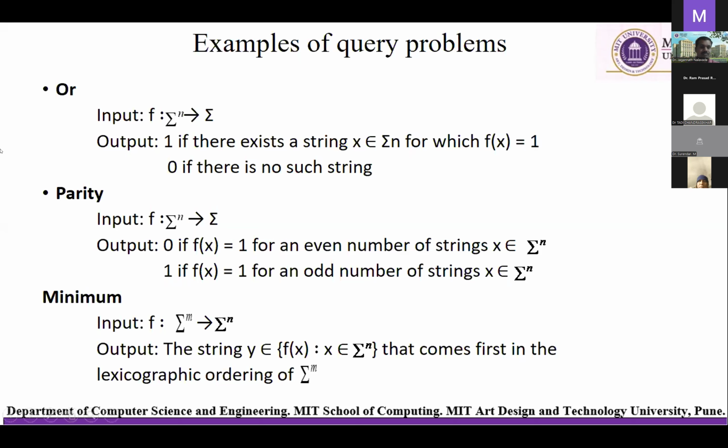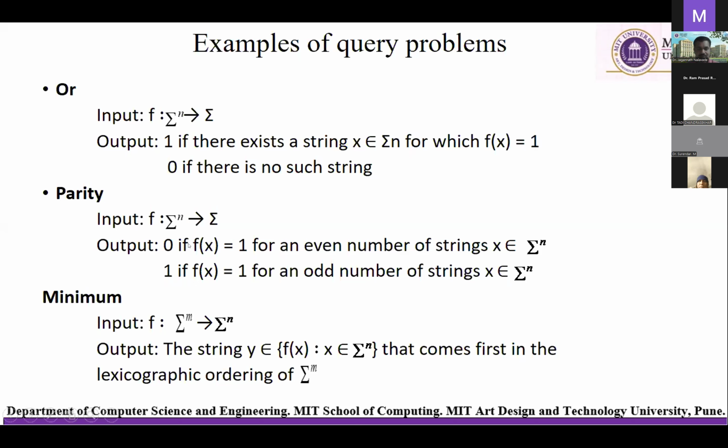The second problem given here is parity. If there is an even number of bits, even number of ones in the string, then f of x is equal to 1.